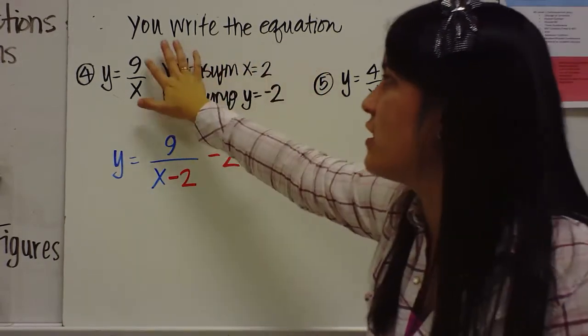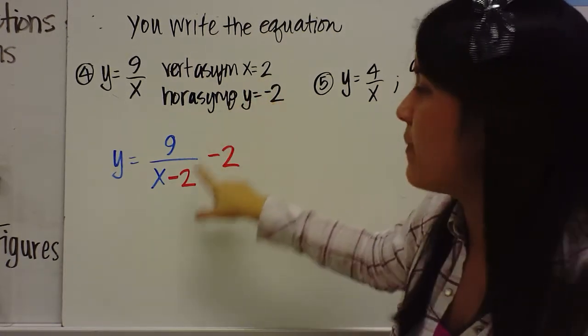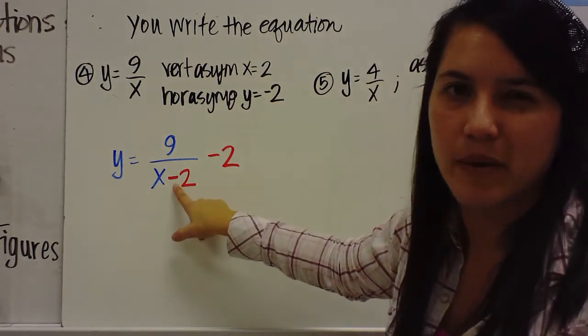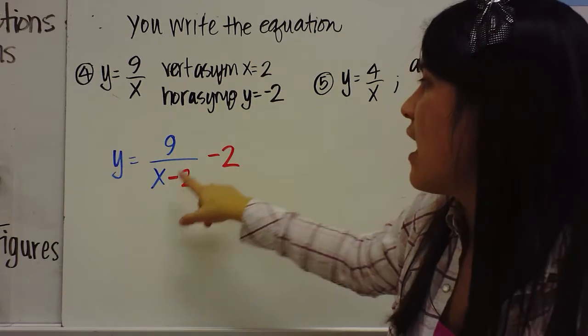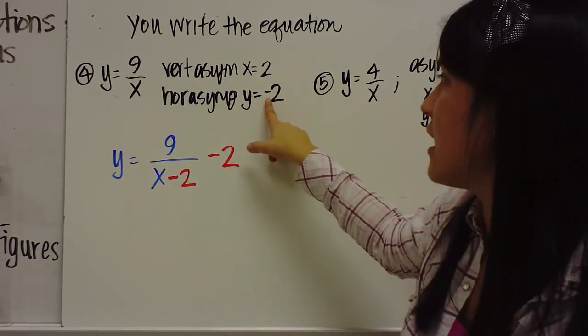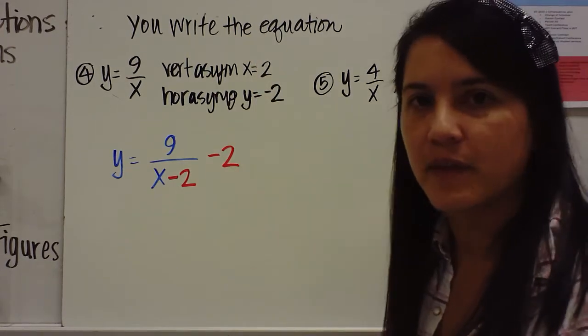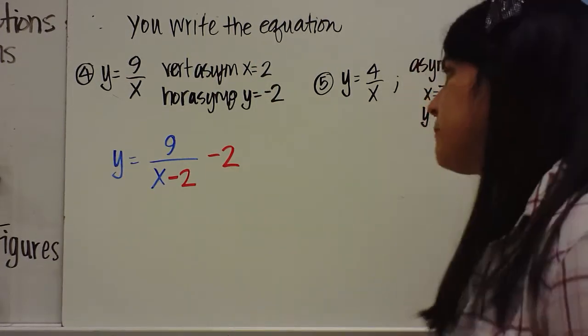So you start with 9 over, and then where x is 2, that means it's going to be -2, because remember, it's going to be backwards. And then the horizontal asymptote where y equals -2 is just going to be a minus, because that means it's going to go down 2. So this part is really easy.